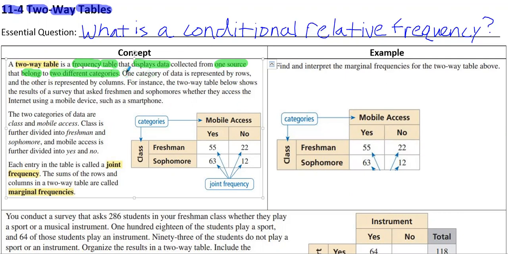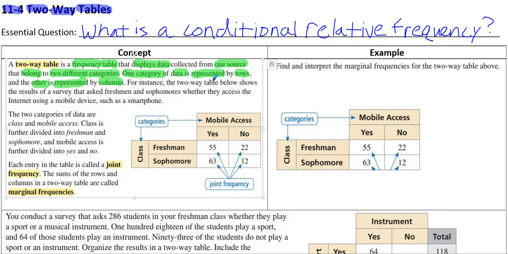One category of data is represented by rows. Yeah, the class, the freshmen and sophomores. And the other is represented by columns. Columns up and down. Sorry, I should have said rows are left to right. Columns are up and down. So we have mobile access on the columns, classes on the rows.